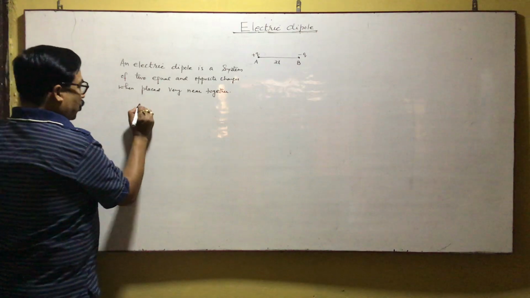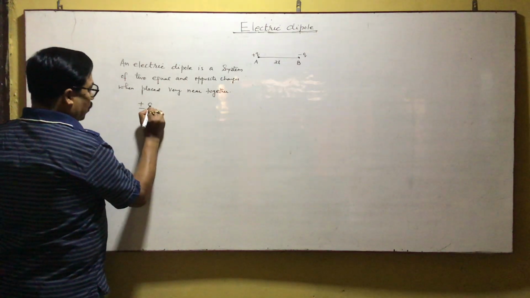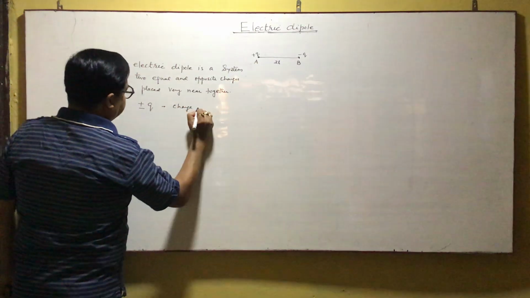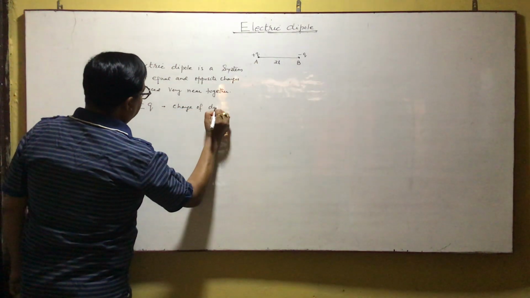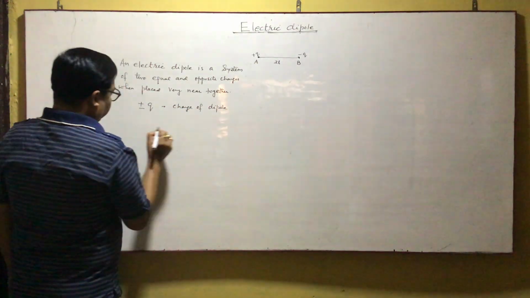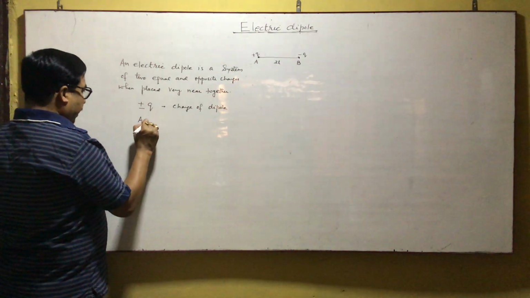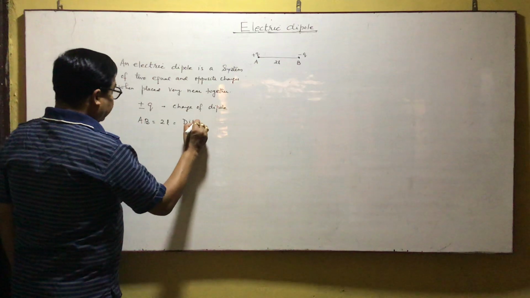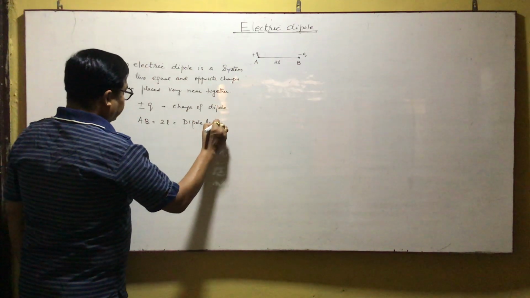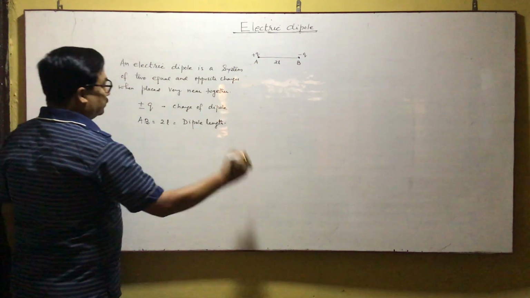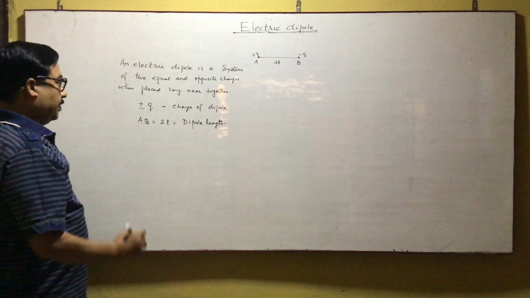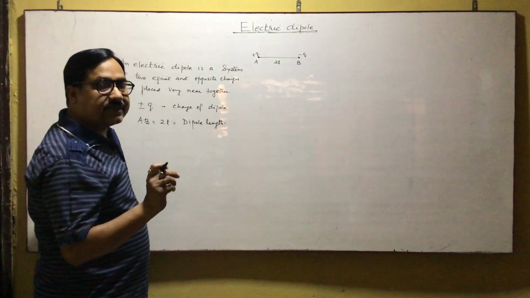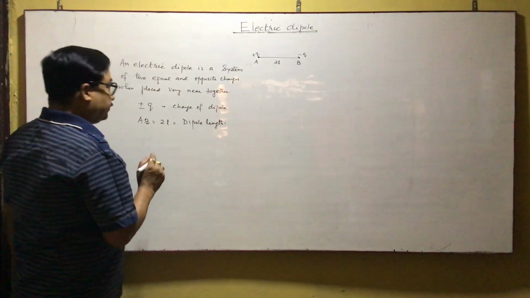So plus Q and minus Q is called the charge of the dipole, and AB equal to twice L is called the dipole length. We have to remember that the value AB, that is twice L, is very small.